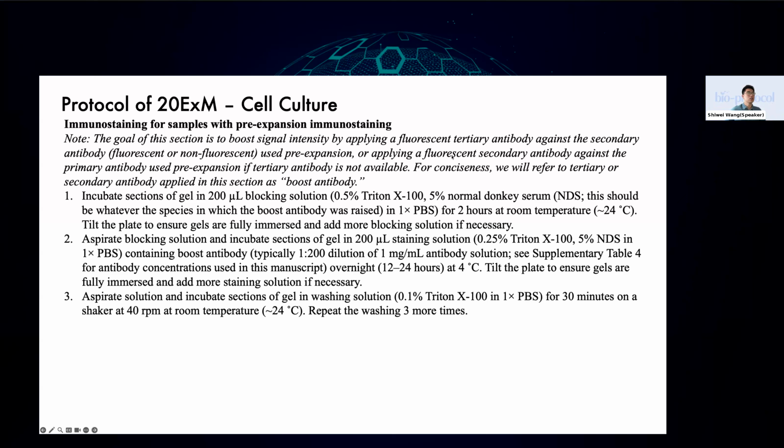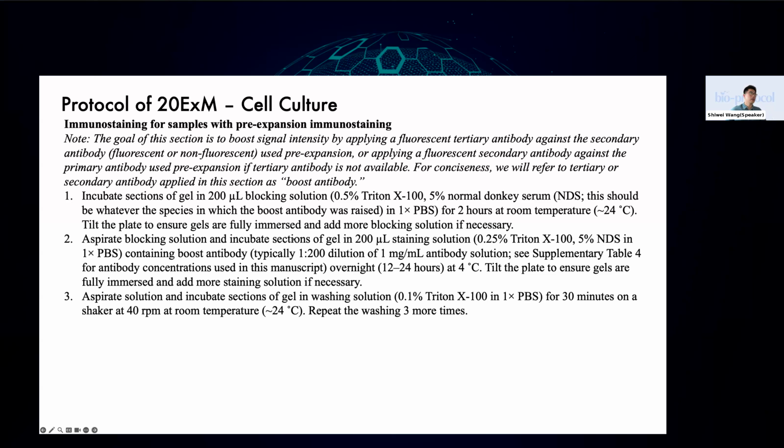To stain with the tertiary antibody, we use a staining solution based on normal donkey serum and Triton. You want to block the gel with blocking solution for 2 hours at room temperature. We usually use 200 microliter, but you're free to add more if the gel is large. You want to make sure the gel is fully immersed.